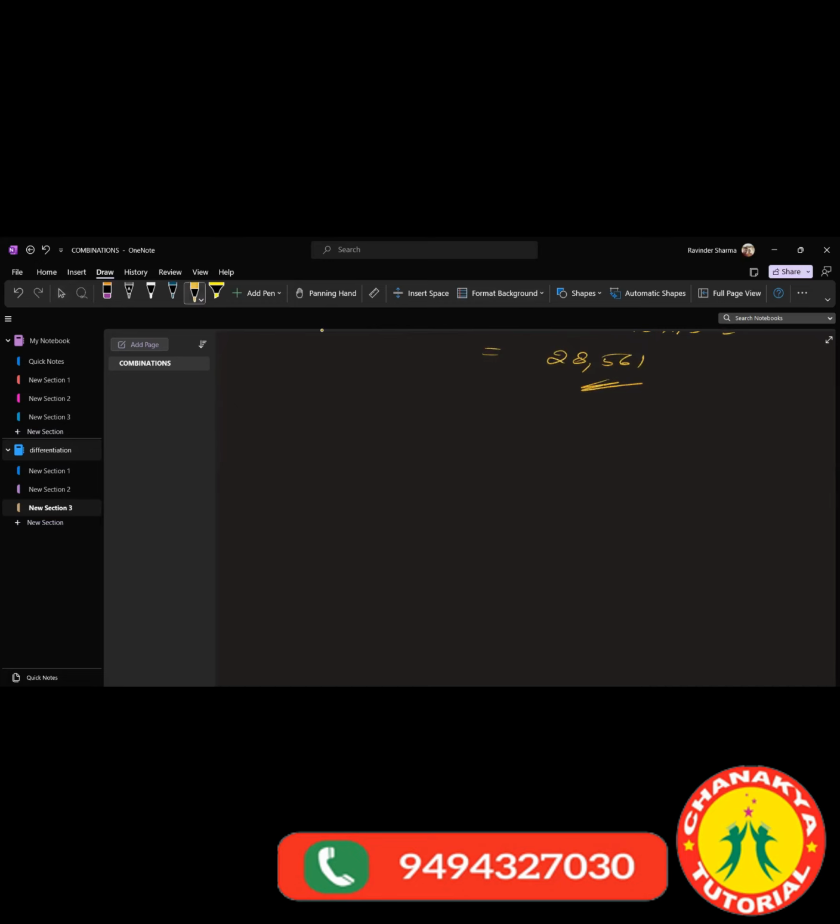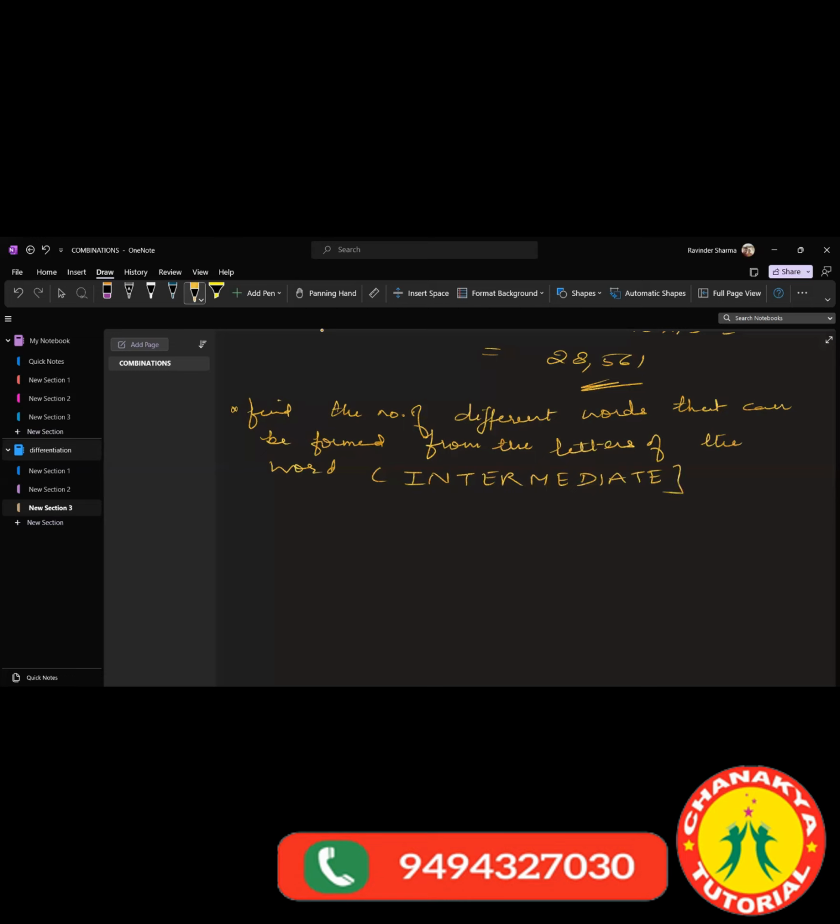Find the number of different words that can be formed from the letters of the word INTERMEDIATE such that two vowels never come together.